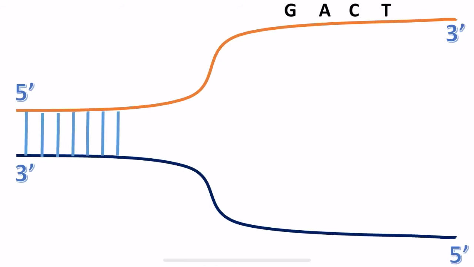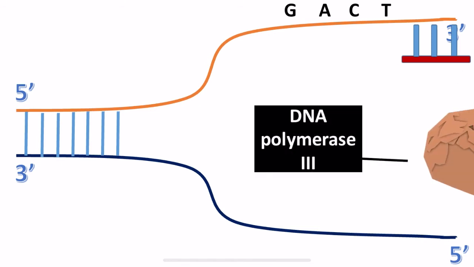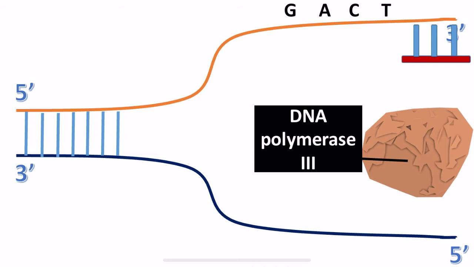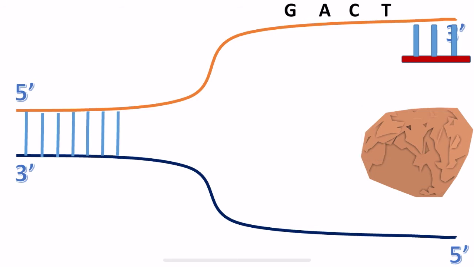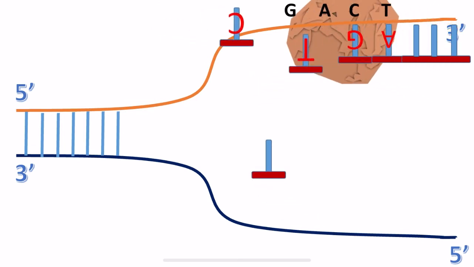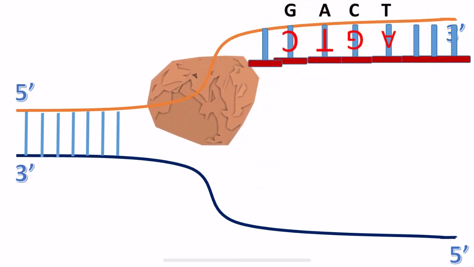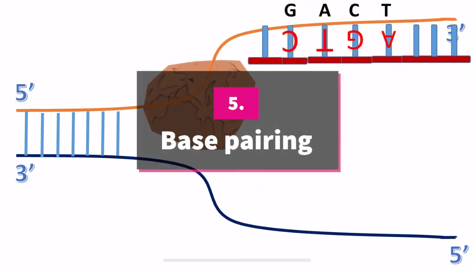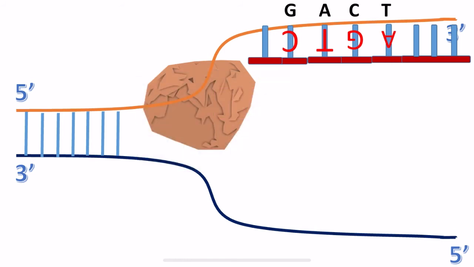Then the formation of the RNA primer constitutes the initiation phase of DNA synthesis, because without the presence of this RNA primer, the DNA synthesis cannot proceed. The DNA polymerase cannot initiate the process without this strand. So now the fifth step begins, that is the base pairing.